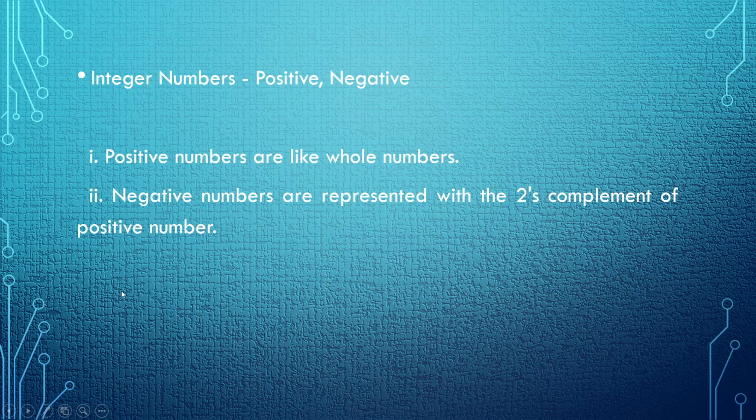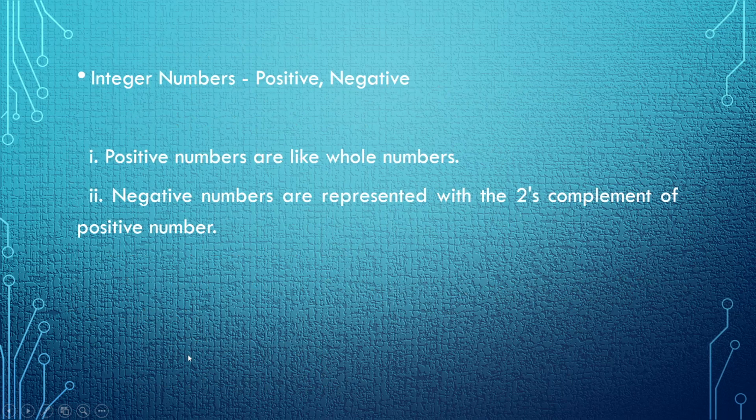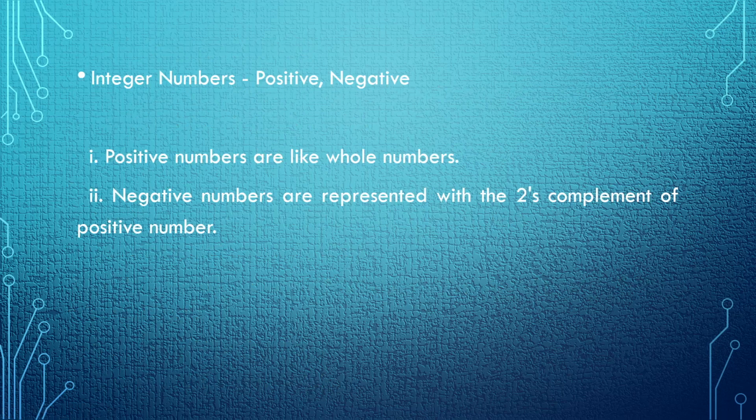The first one is bit. A bit is known as the basic unit of information in a computer and has a single binary value, either 0 or 1. A group of 8 bits makes a byte. A group of 4 bits makes a word. Integer numbers can be positive or negative. Positive numbers are like whole numbers. Negative numbers are represented with the 2's complement of the positive number.